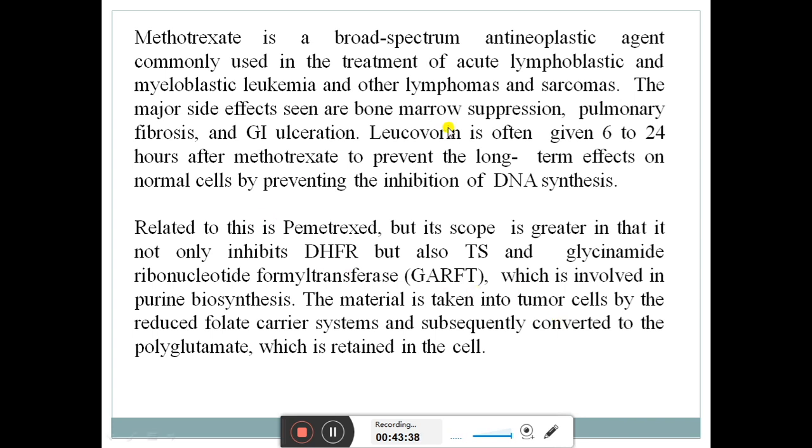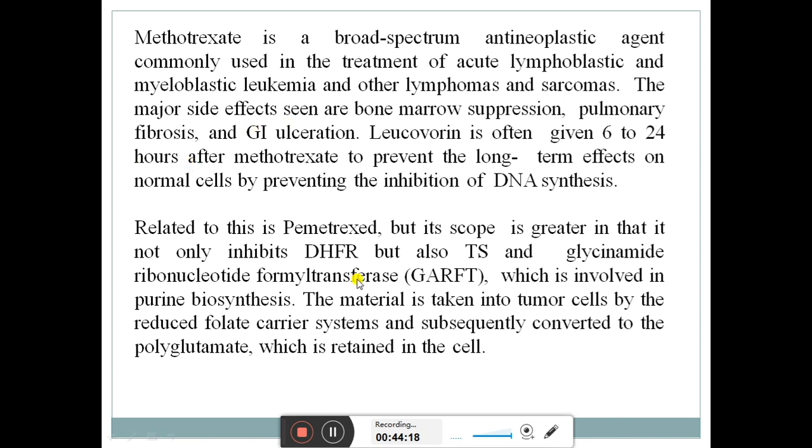So methotrexate is a broad spectrum antineoplastic agent which is commonly used in the treatment of acute lymphoblastic and myeloblastic leukemia and other lymphomas and sarcomas. The major side effects seen are bone marrow suppression, pulmonary fibrosis, gastrointestinal ulceration. Leucovorin is often given 6 to 24 hours after the methotrexate to prevent the long-term effects on the normal cell by preventing the inhibition of DNA synthesis.